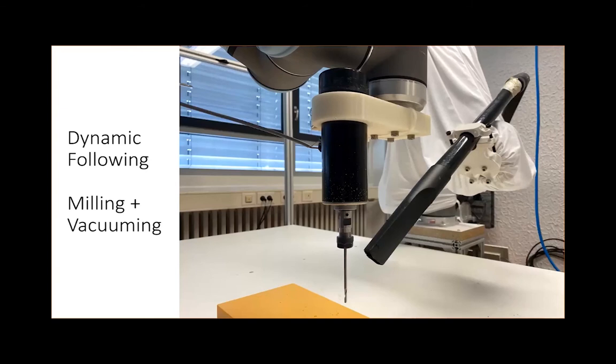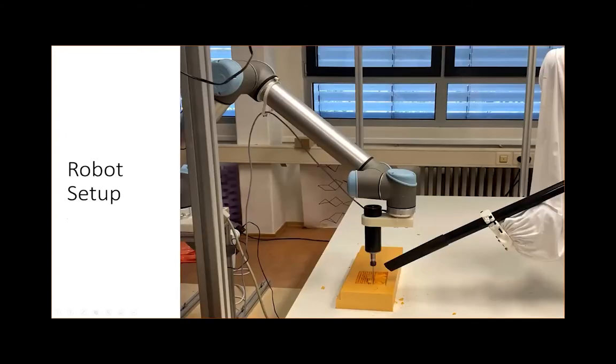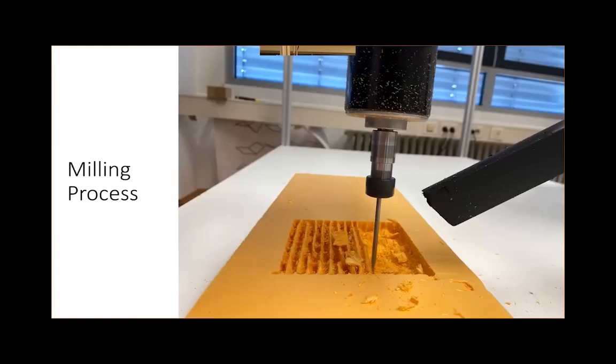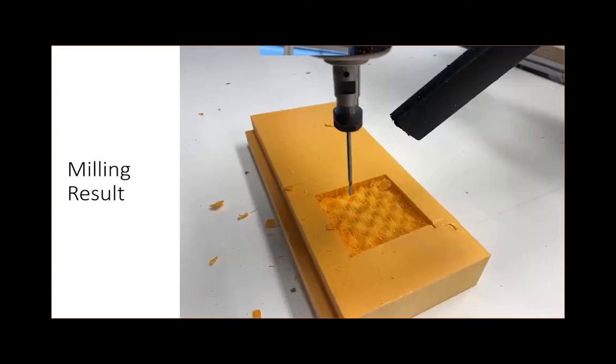So as you can see here, in the robot setup, the first robot was milling the mold. Here you can see the first milling pass demonstrated. It's in the process of milling, while the second robot was following with the vacuum cleaner. And we also had real-time monitoring and controlling of such a system. And here you can see the milling process. For instance, here we have the second stage of trim cutting, so to say, and the milling result.